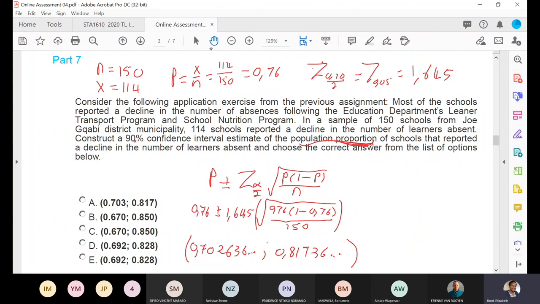Okay, 0.7. So that is not 0.7, but it's 0.73, because when we round that off, it's going to be 3. And when we round off 7, it's going to be 7. So the answer is option 1.